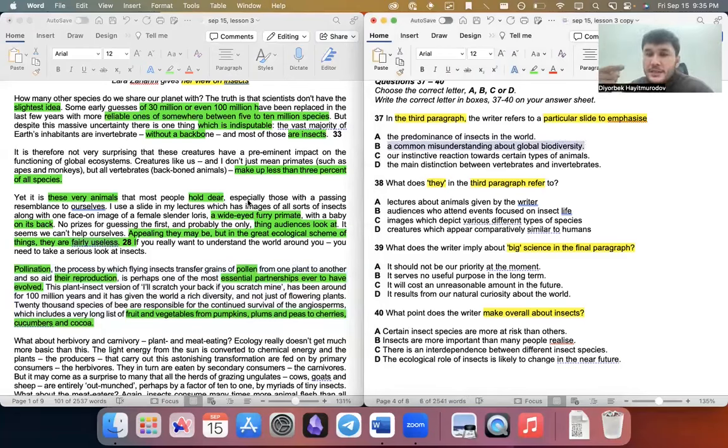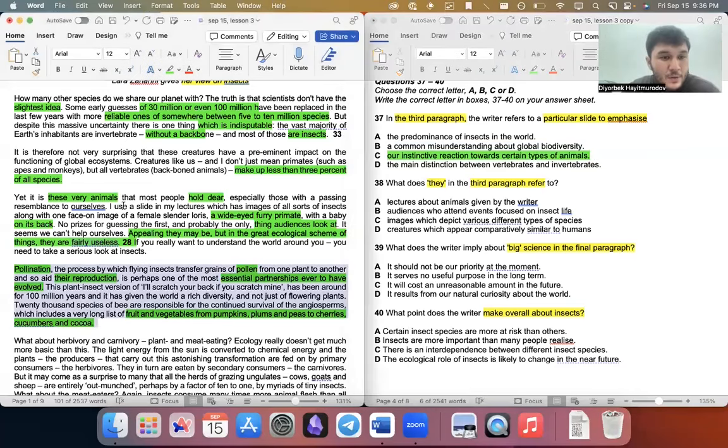No, he's referring to that slide because he wants to tell us we look at that particular animal because he looks like us. So our instinctive reaction towards certain types of animals, some of you in the comments already said it's C, because it has a passing resemblance to ourselves. That's where the answer comes from. We look at that animal because they look like us. There is a passing resemblance.